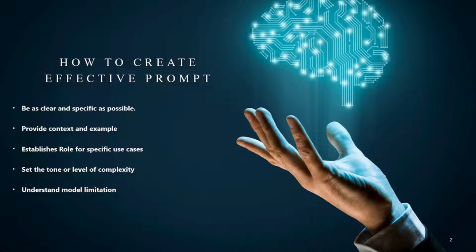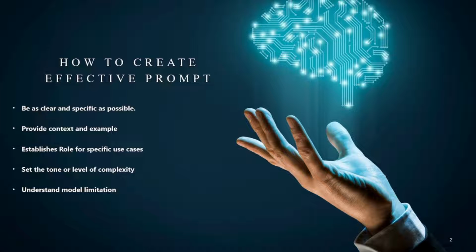And next, we have to set the tone according to the level of our audience. Let's suppose I have to explain data analytics, and if we simply enter what is data analytics, it may include some technical words. But if we have to explain it to a non-technical person, then we can set the tone as explain what is data analytics to a non-technical person. And at last, we have to understand the model limitation. What does this mean? ChatGPT has knowledge till September 2021, so we have to keep that in mind. We will see each of these points practically by creating a normal prompt and an effective prompt.